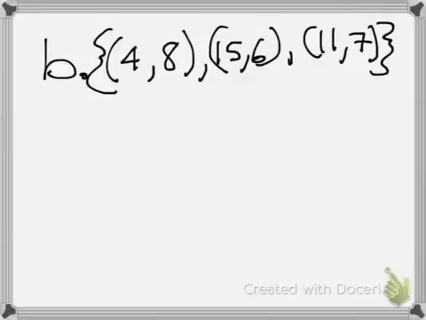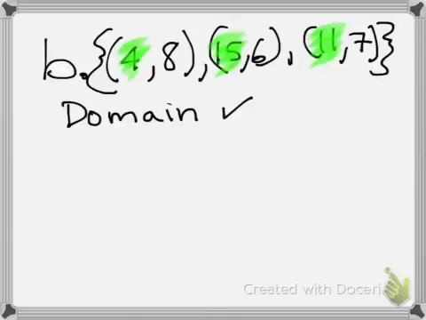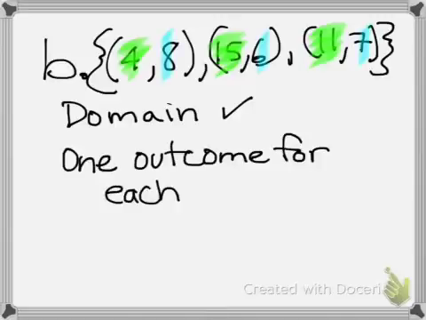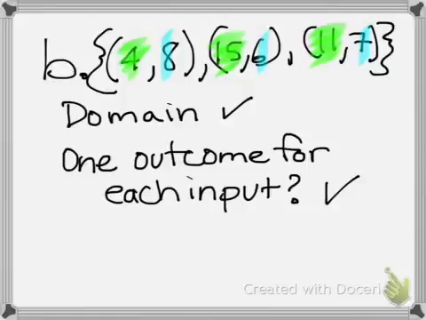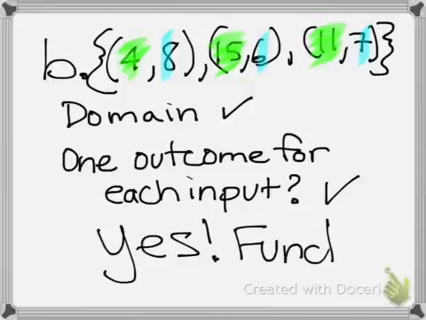Is this a function? I have my domain 4, 5, and 11, so there's not really any red flags here. So the domain checks out, and then does the domain give one outcome for every input? Yes. So is it a function? Yes.